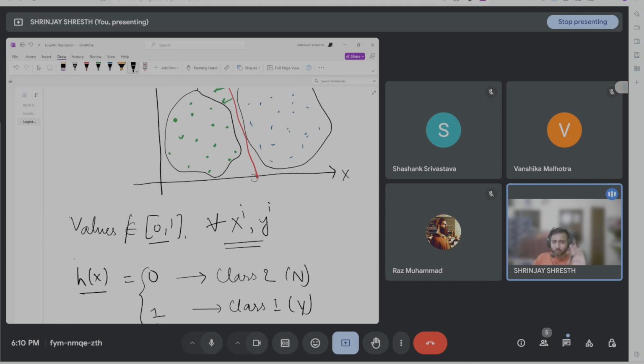कुछ values के लिए हो सकता है, कुछ values के लिए नहीं हो सकता है. For some value it may hold true, for some value it may not. That is something we don't want. We only want either go for 0 or go for 1, give me 0 or give me 1, nothing else. Understood Vanshika, Shashank?